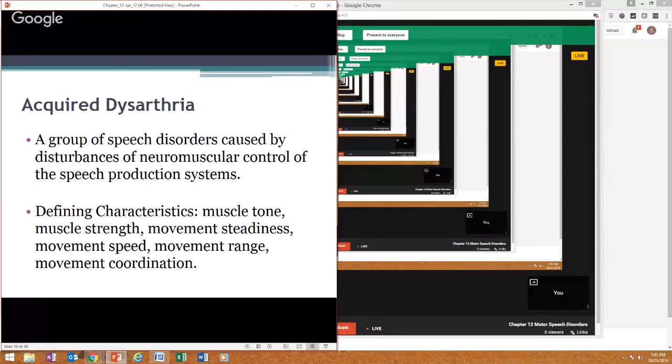Acquired dysarthria is a group of speech disorders caused by disturbances of neuromuscular control of the speech production systems. Defining characteristics include weak muscle tone, muscle strength, movement steadiness, movement speed, movement range, and movement coordination.